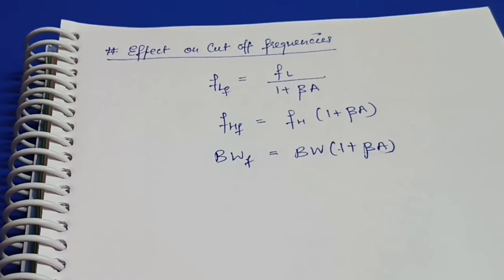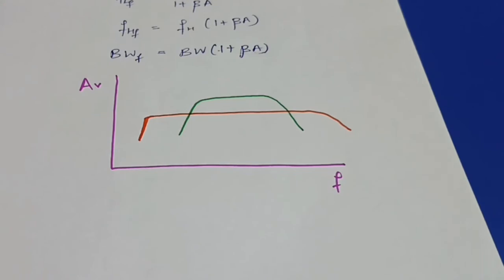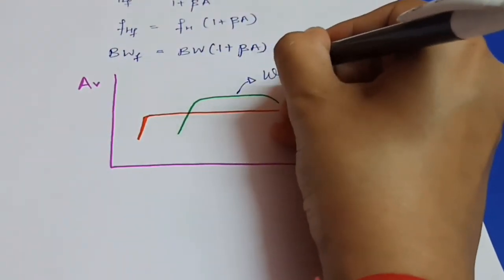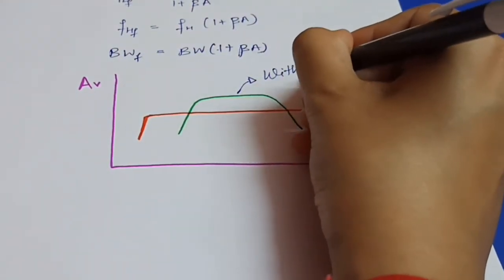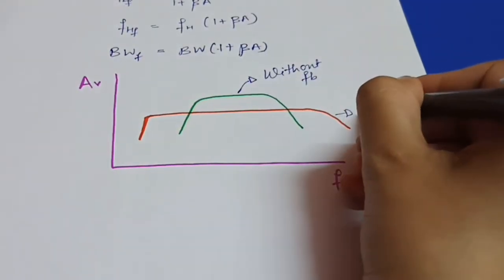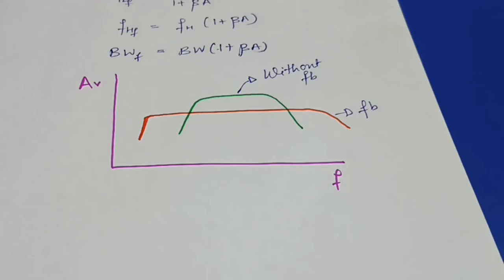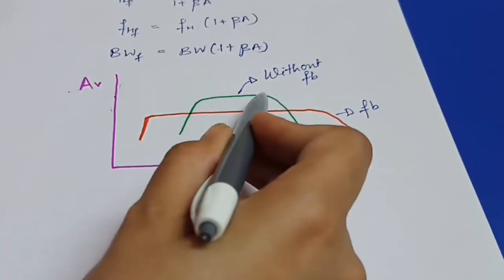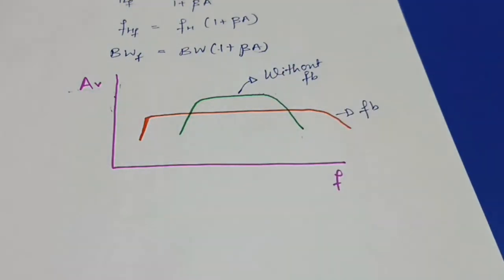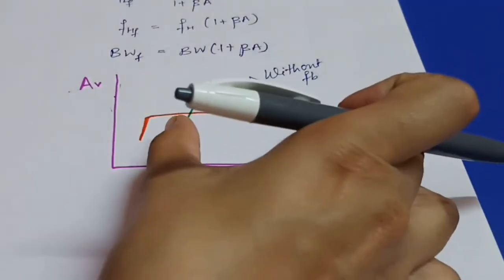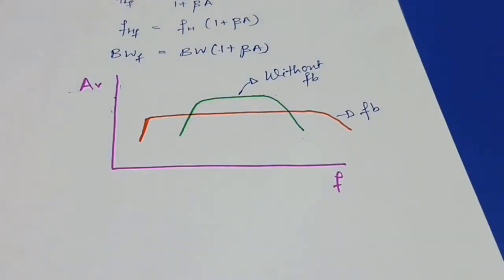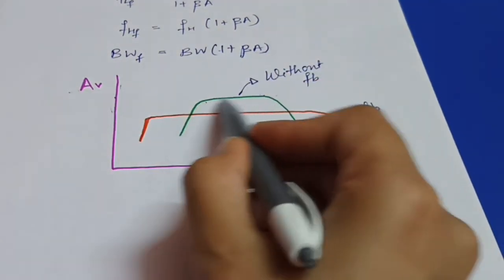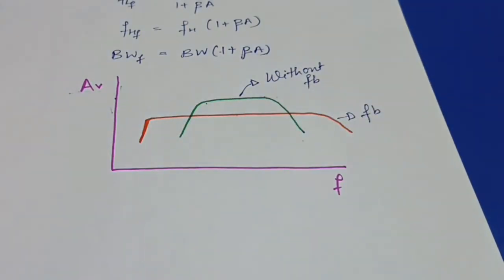So let's see the frequency response. This is a frequency response curve, and this curve is basically for the without feedback configuration, and this curve is for the feedback configuration, right? Now if we are not using any feedback network, then our gain is increased but the bandwidth is decreased, right? So we are having a small range of frequencies, that is, the bandwidth is less and the gain is high as compared to this feedback network configuration.